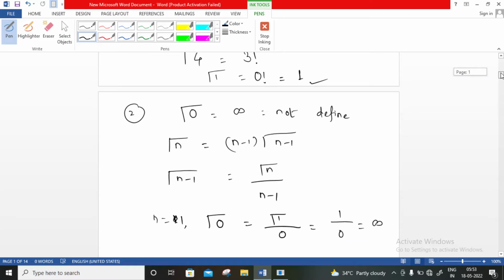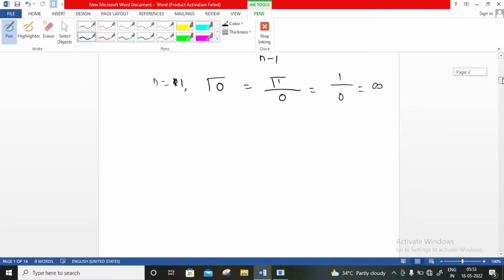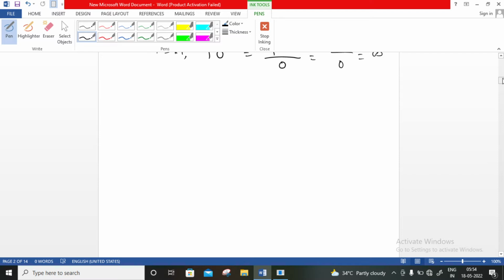Similarly, if n is a negative integer, then the value of gamma for this negative integer is again not defined, the value gives you infinity. So the next property is, if n is a negative integer, then gamma n is not defined.